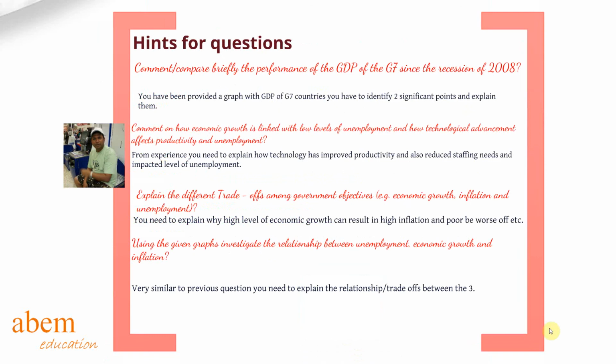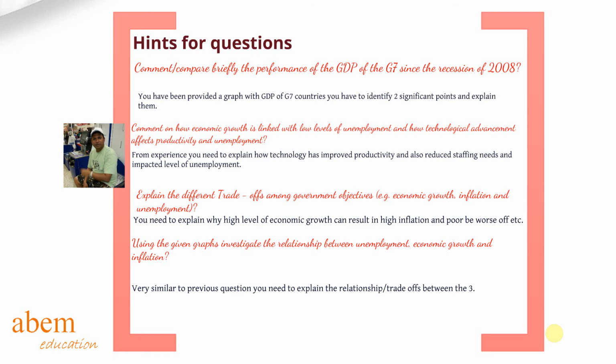Now the questions that have been given within the notes. The first question is to comment on or compare briefly the performance of GDP of the G7 since the recession of 2008. What I'm looking for is, you've been provided a graph with GDP of G7 countries. You have to identify 2 significant points where a country has had negative economic growth, or positive economic growth, and then explain why that has happened. Then comment on how economic growth is linked with low levels of unemployment and how technological advancement affects productivity and employment.